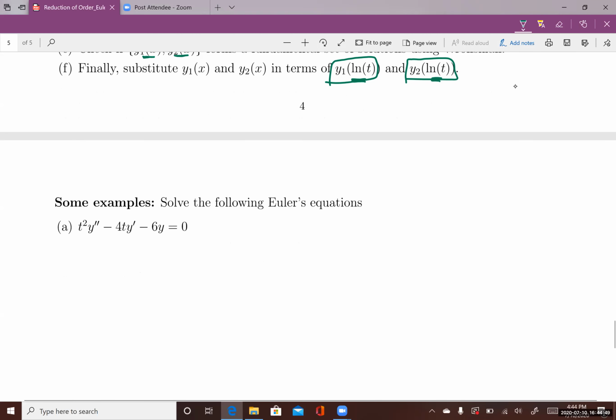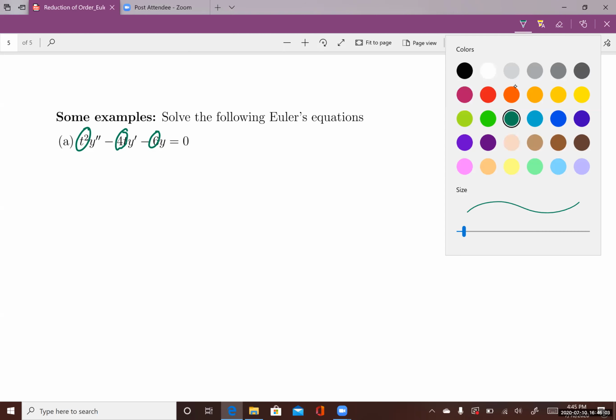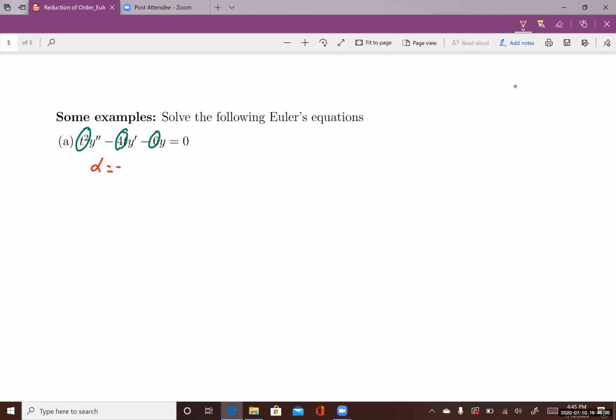All right, let's do an example. Here we have an Euler equation, right? You have t squared, you have negative 4t, you have negative 6. So I want to make sure that I know what I'm doing. Alpha is negative 4 and beta is negative 6.